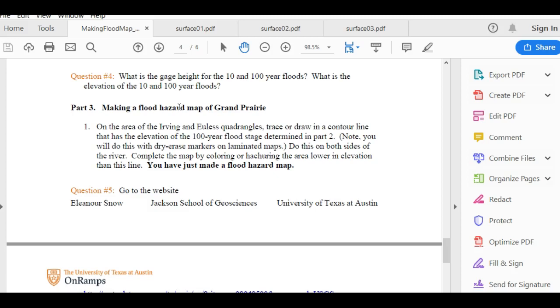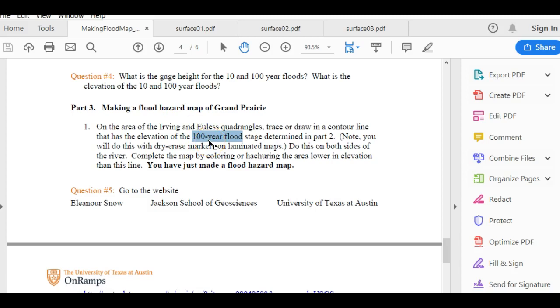Now for this particular part, you're going to be looking at 2 topographic maps side by side. You're going to be looking at the Irving and Ulysses quadrangles. They are different parts of Texas. And based on the number you got at the 100-year flood mark, added with the gauge mark to give you an elevation, you're going to determine what the flood zone is.